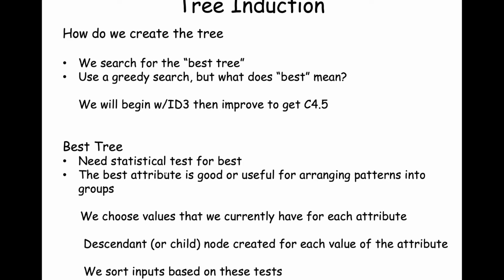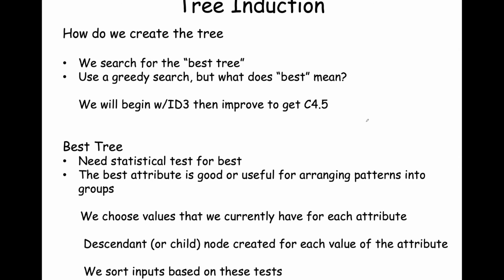You need a statistical test that's going to quantify this idea about best. If best means some selection of tests, we're going to look at the attribute that is most useful for arranging all of your patterns, or your vector-valued inputs, into groups. So you're going to choose the values that you currently have for each attribute. Those are the different values that are going to be the basis of your test, the different values each feature can take on. And so what do you do then? You create a set of descendant or child nodes for each value that can be the possible outcome of the particular variable being tested. And then you sort your inputs based on these tests. So if you said Outlook is sunny, then those instances that have sunny for Outlook are going to be pulled together and go to a child node.